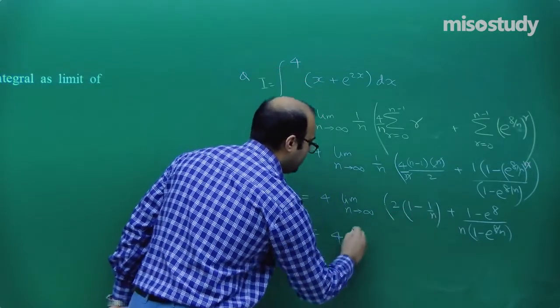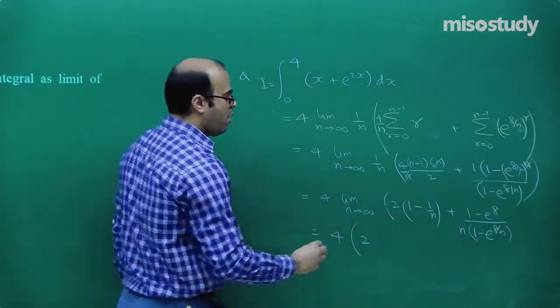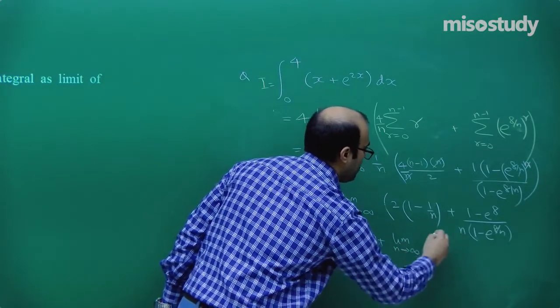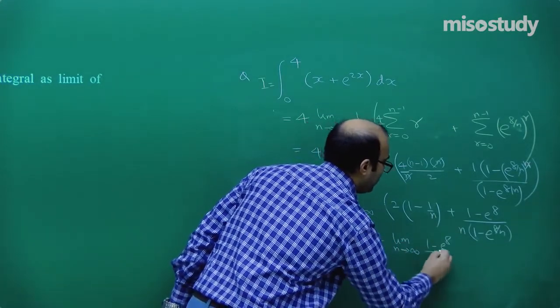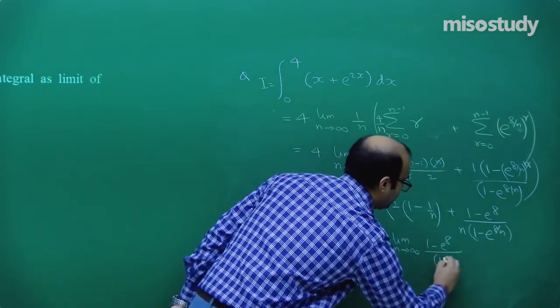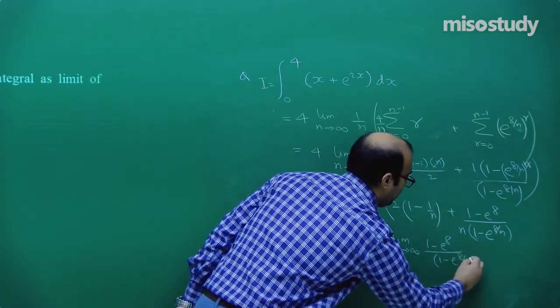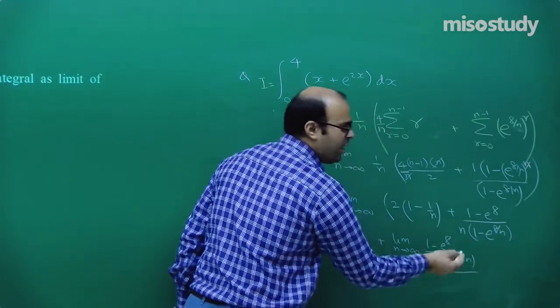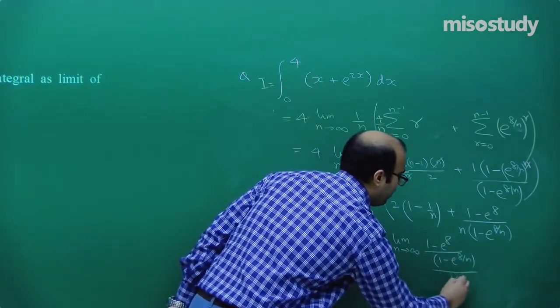Now in the first term, if we put n tending towards infinity, this term will be 0. So you can directly say that the first term is 2. Plus, what about the other term? Limit n tending towards infinity, 1 minus e to the power 8 divided by 1 minus e to the power 8 by n. Let us take this n as the denominator of the denominator, then it will become 1 by n.